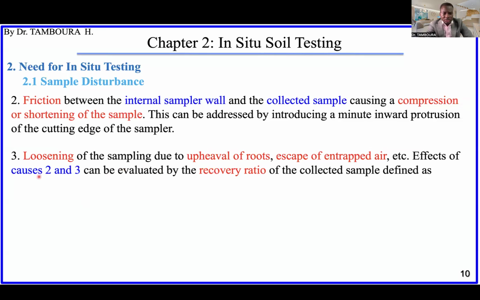So the effect, of course, the cause is number two and number three. Means this one, friction and loosening. Okay, this can be evaluated by the recovery ratio of the collected sample, which is defined as this one.